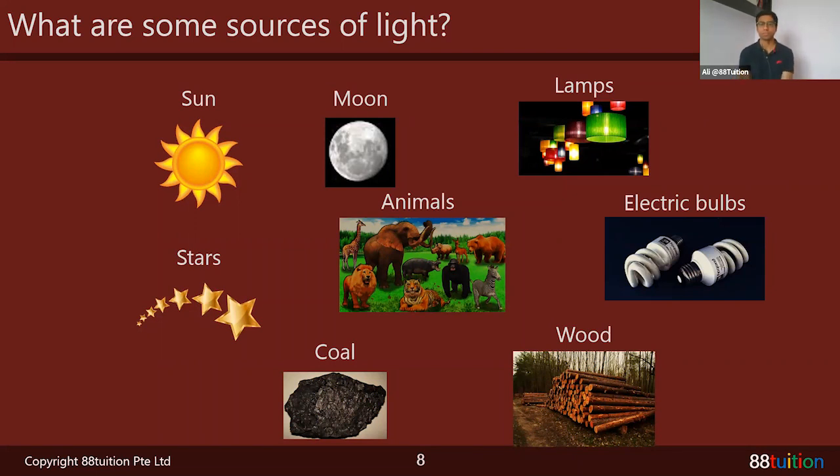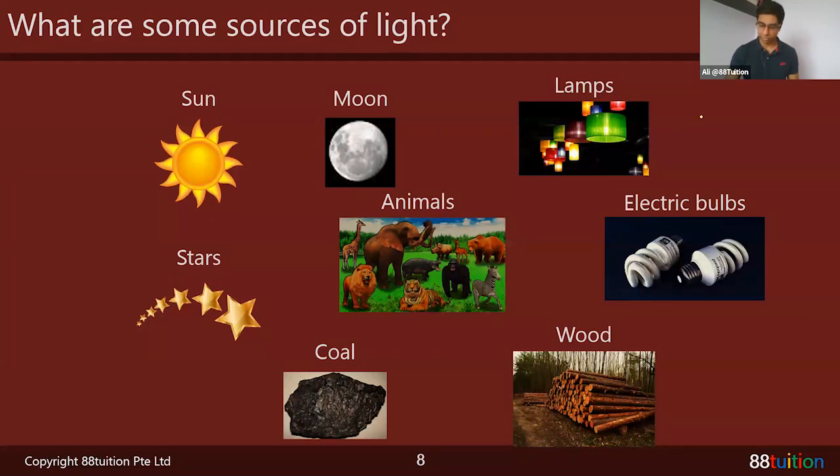Hi, Chloe. Are you in P6, Chloe? Great to have you join us and revise what you've been going through two years ago, right? So let's see if you can recognize. Okay, Chloe, I have a different question for you. Just tell me which one of these items are sources of light.